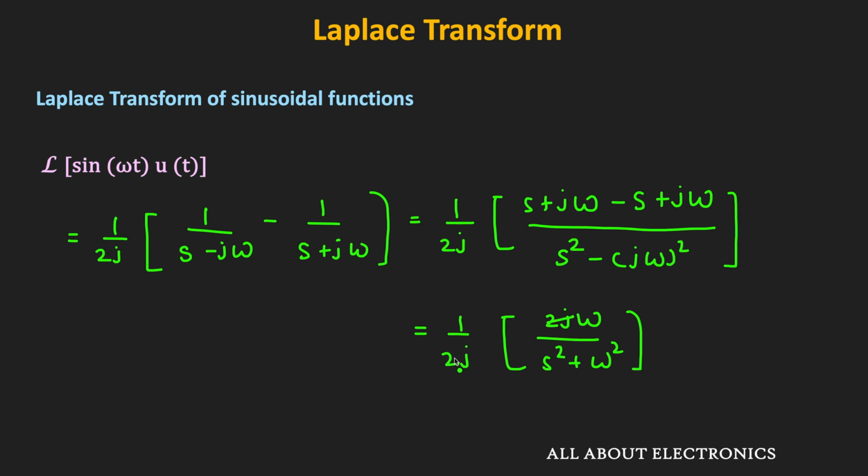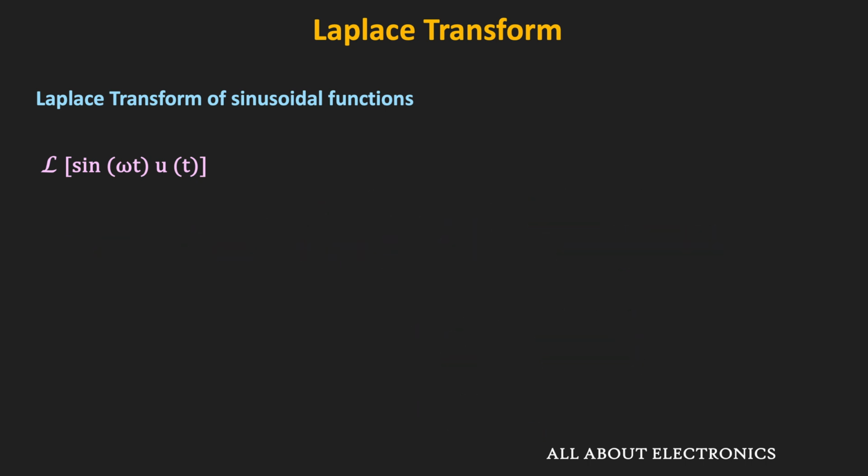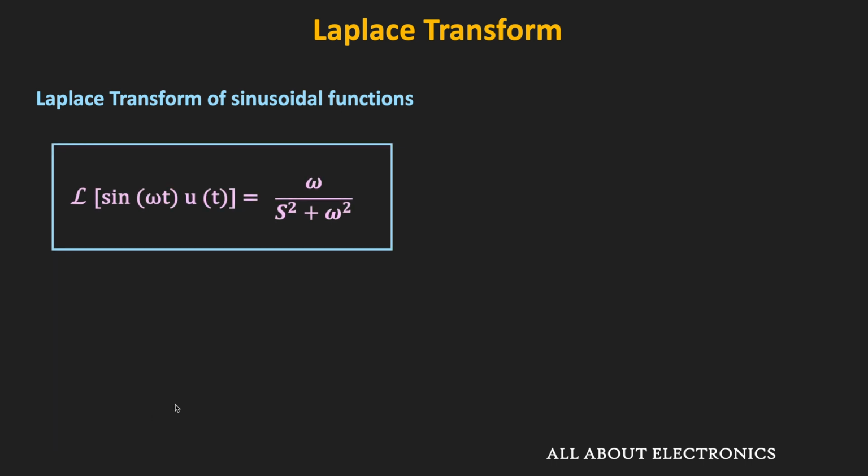So these two terms will get cancelled out and we will have omega divided by s square plus omega square. That means the Laplace transform of sine omega t u of t is equal to omega divided by s square plus omega square.